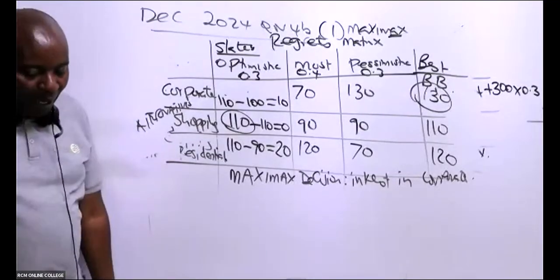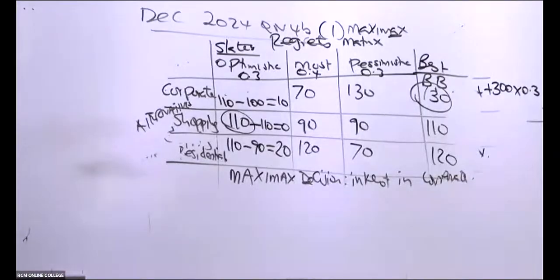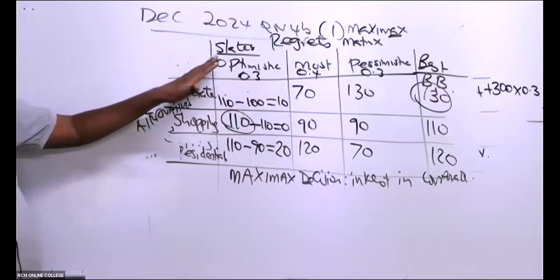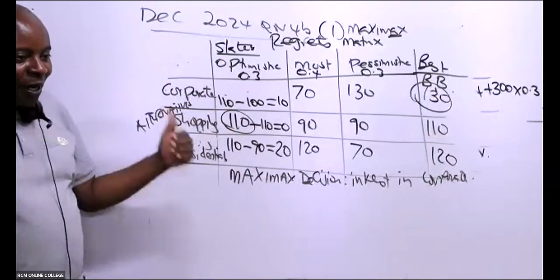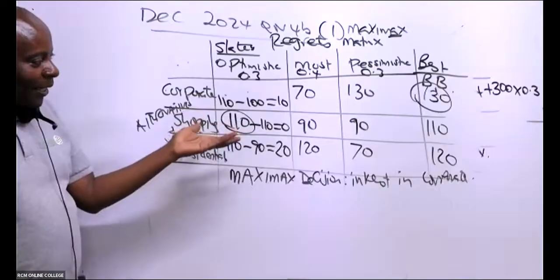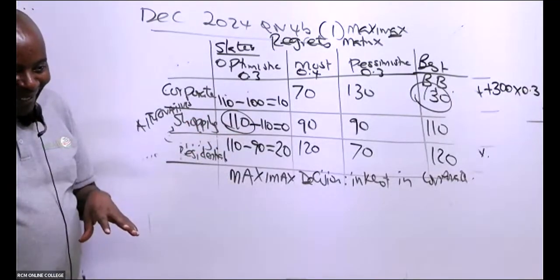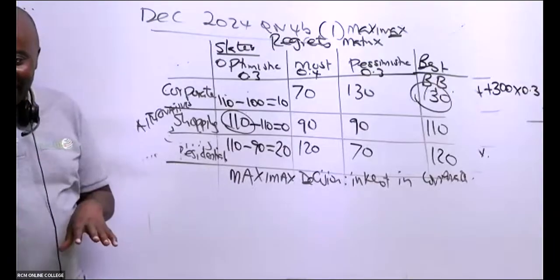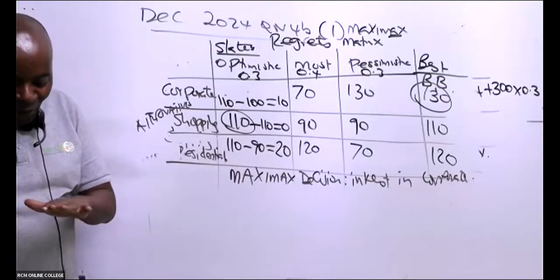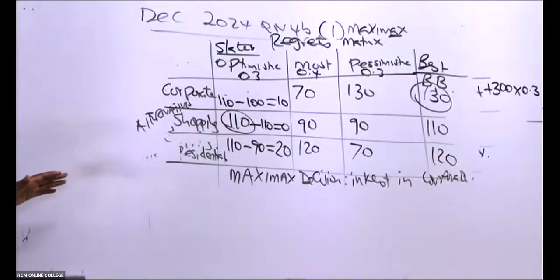Already Linda is at home. For your case, you needed to have done another table, isn't it? Yes, please do another table. You need to do a new table. A regrets table or a regrets matrix shall always be a new table.